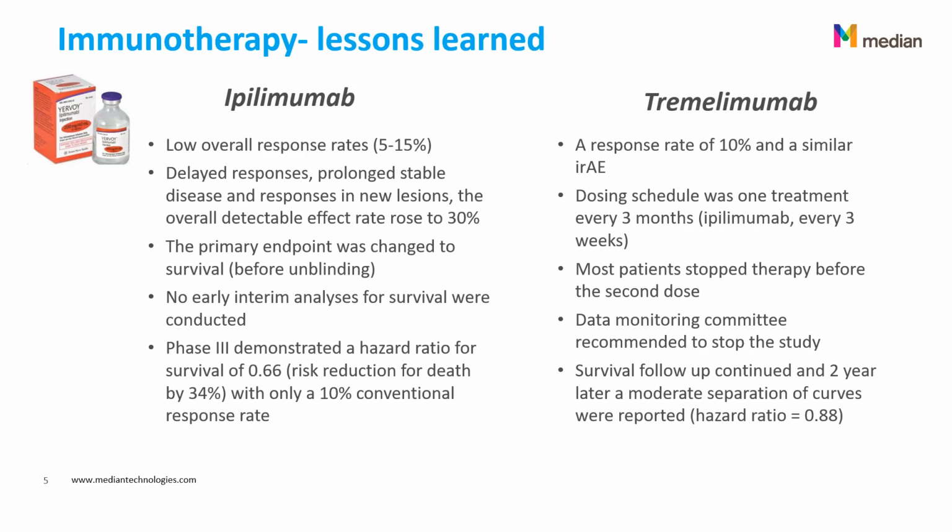Ultimately, tremelimumab failed in phase 3 following the evaluation by a data monitoring committee, who recommended stopping the study based on the early interim analysis. Later on, a moderate separation of the survival curves, with a hazard ratio of 0.88, was reported at follow-up year 2. The modest long-term survival benefit could be a result of underdosing patients with a single dose of tremelimumab. Despite this suspension of clinical development, AstraZeneca has reintroduced tremelimumab into trials as combination therapy. But to date, tremelimumab has not been approved for single use. So you can see the different outcomes of two similar drugs, due to different designs.